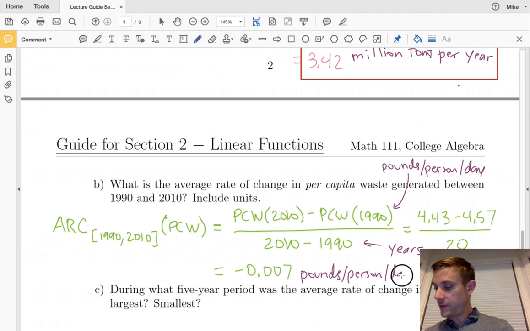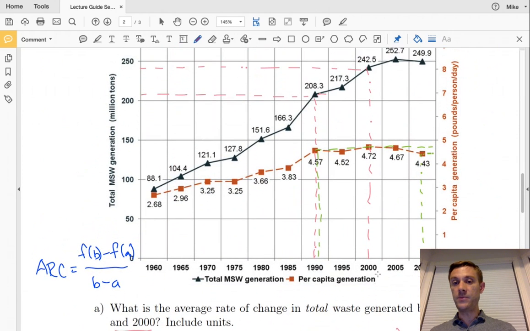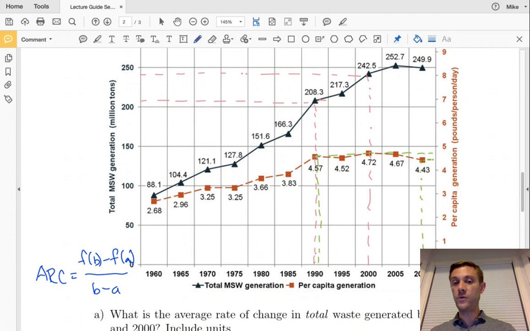But again, I'll try to make the argument that while there's a lot going on here, it still makes some sense. So this is saying that the rate at which everybody generates trash in a given day is actually decreasing by about 0.007 pounds every year that goes by. So every year that goes by, each person is generating less trash, which I think is backed up by this picture. Now, the drop-off from 4.57 to 4.43 is not super dramatic, but it is a decline.